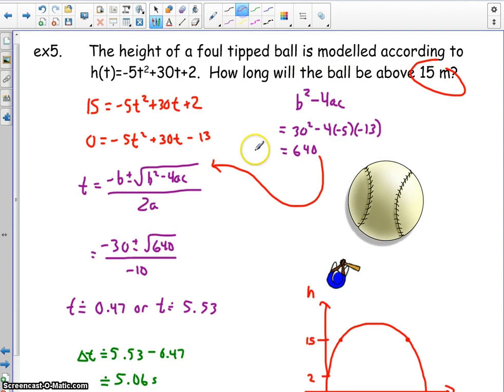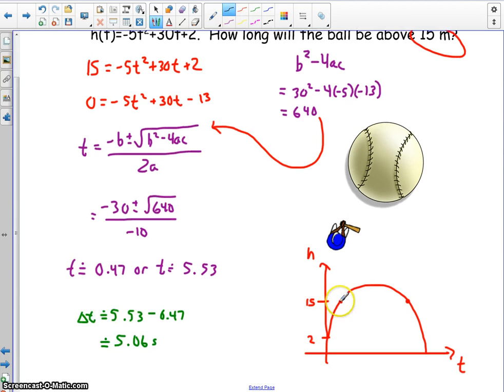So we're looking at anything that's actually up here. So we're trying to find how long it goes. Well, we have the first time it reaches 15 meters at 0.47, the second time at 5.53. The difference in those times will give you the time it's above 15 meters. So we subtract them, we get 5.06 seconds. The ball is above 15 meters.